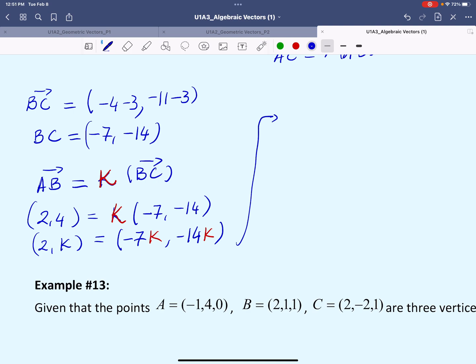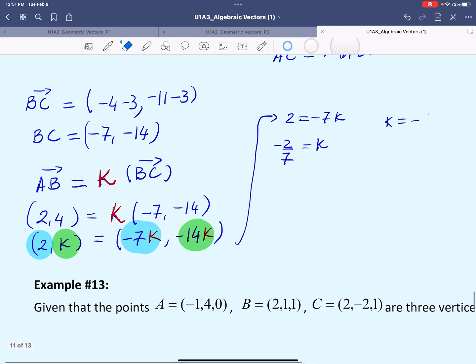So let's solve for k. Again, we're going to do the same thing. We are going to equate the x coordinates to see by what scalar they have been increased or decreased, or multiplied. So we'll say 2 equals negative 7k means that k must have been negative 2 over 7. Similar to this, we are hoping to get the same k value here. Remember, for the y coordinate, 4 must equal negative 14k.